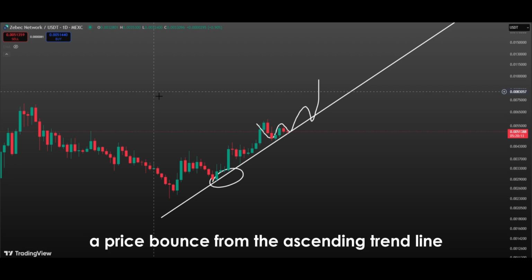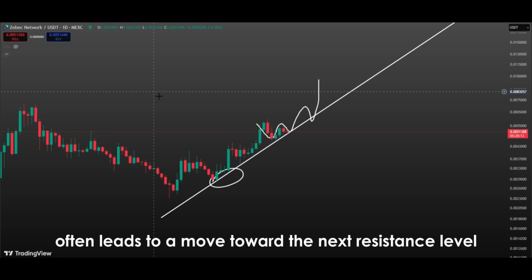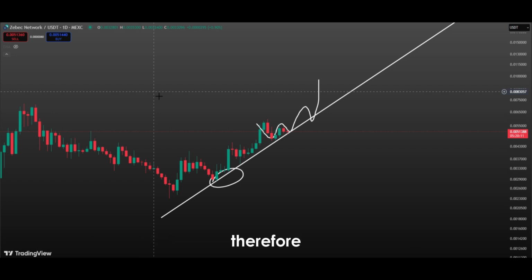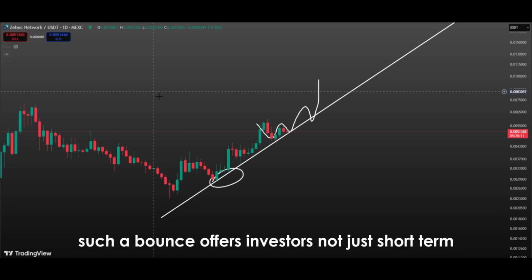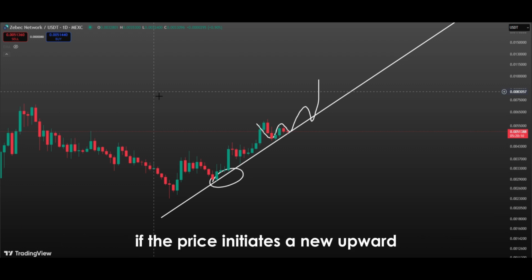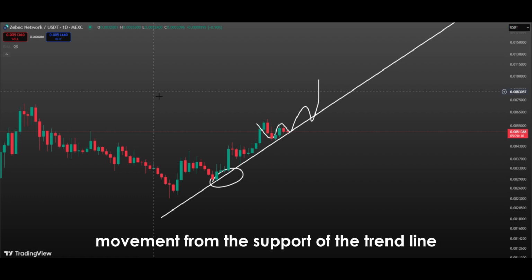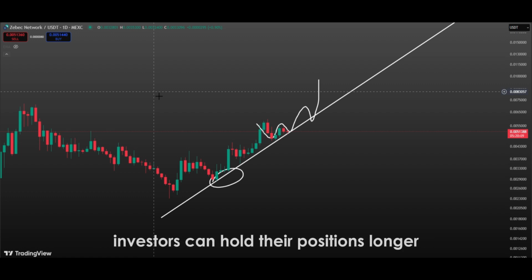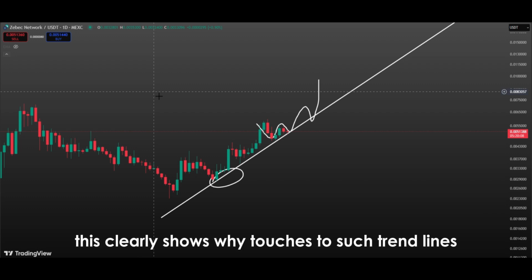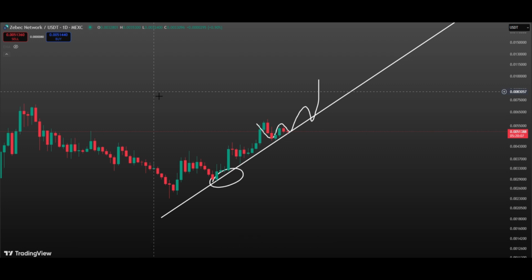A price bounce from the ascending trend line often leads to a move toward the next resistance level. This resistance may be the previous high points. Therefore, such a bounce offers investors not just short-term, but also medium and long-term buying opportunities. If the price initiates a new upward movement from the support of the trend line, investors can hold their positions longer and potentially achieve higher profits. This clearly shows why touches to such trend lines are so critical.